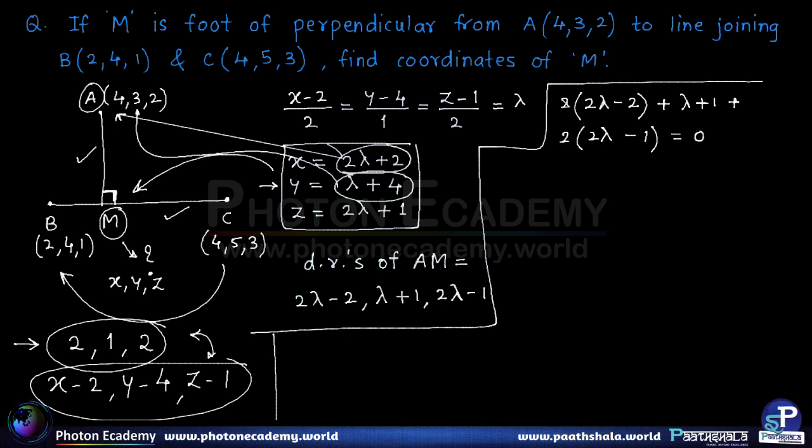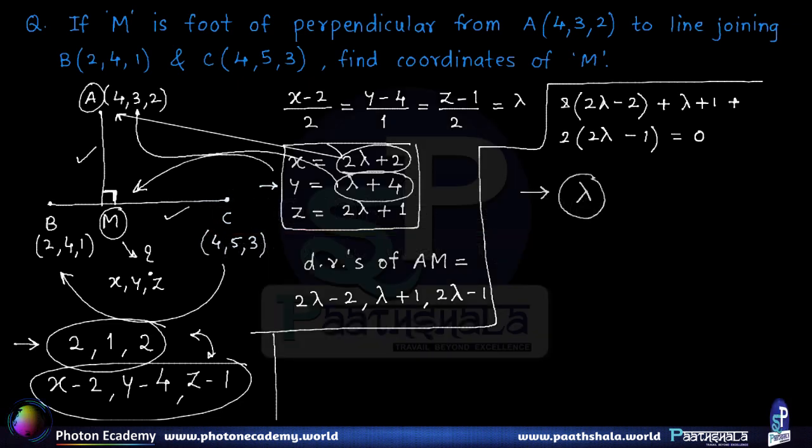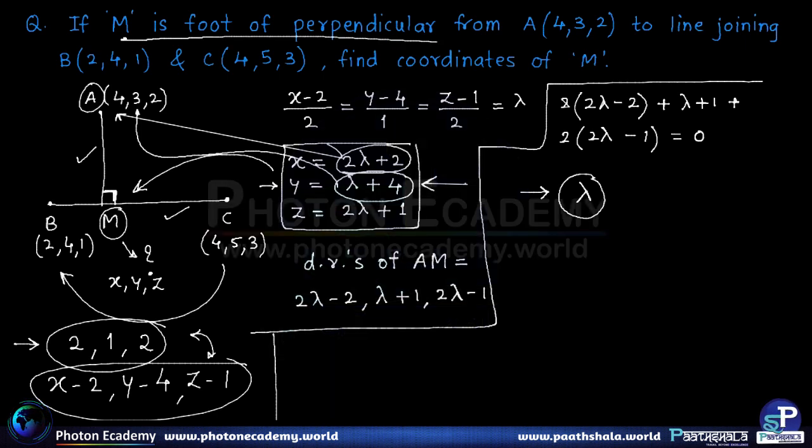So therefore when we solve this equation, that will give us the value of lambda, right? And once we get the value of lambda, we will substitute that in these particular formulae. So therefore that will give us the coordinates of point M, which is the required answer, which is the foot of perpendicular. So this is the procedure to calculate the coordinates of the foot of perpendicular such that the perpendicular is drawn from any point outside the given line.